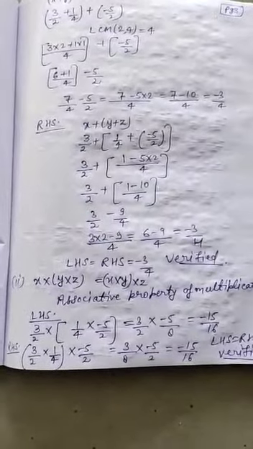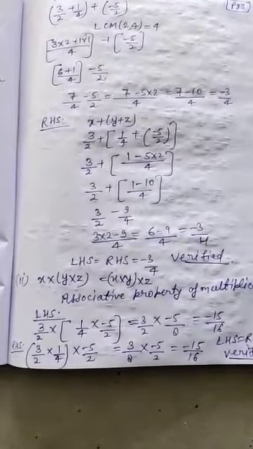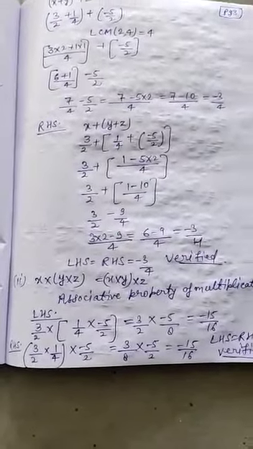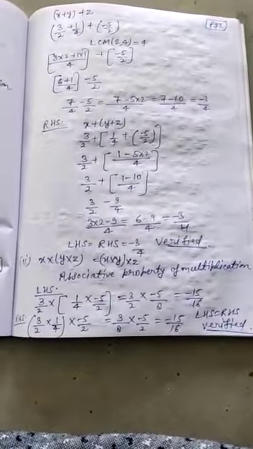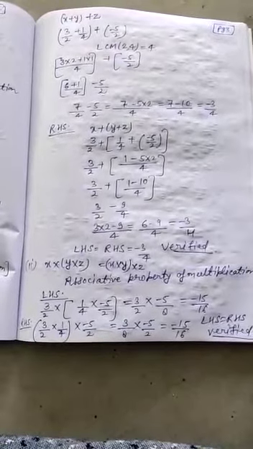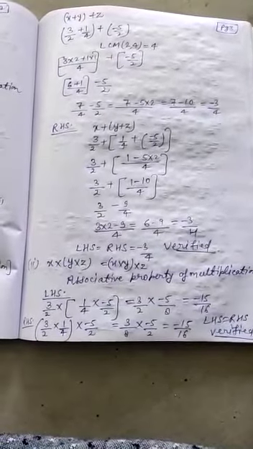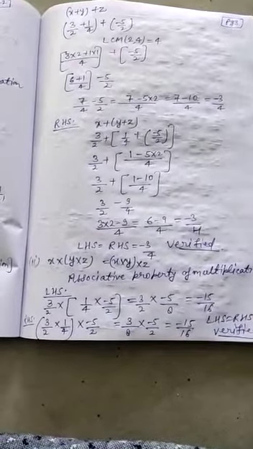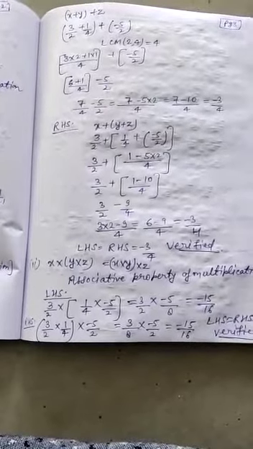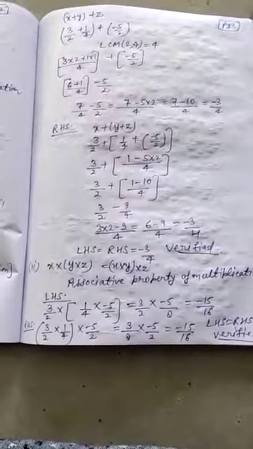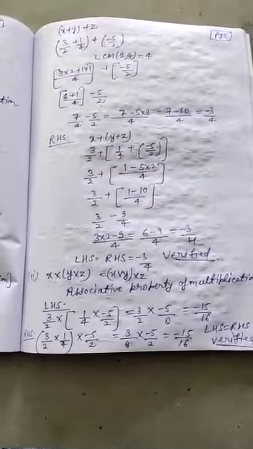In the same way, in the next question, we have to satisfy associative property of multiplication. On replacing the values, you will see in the left hand side we are getting minus 15 upon 16. In the same way, right hand side we are getting minus 15 upon 16. We can say associative property of multiplication is also satisfied.